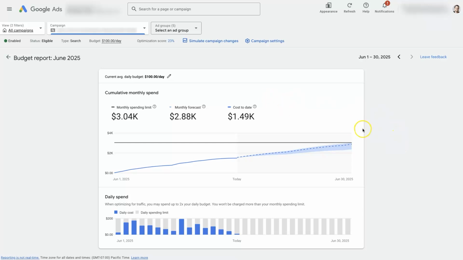And this budget breakdown, this budget report, can be really helpful to start to understand how we're tracking along this path and whether we're actually going to be spending the full amount or a portion of the amount that we desire to spend, or somewhere in the middle.